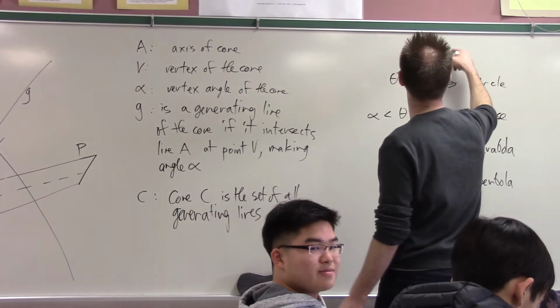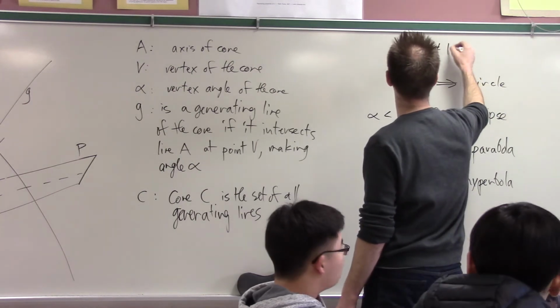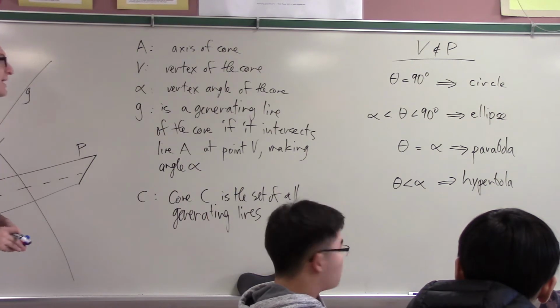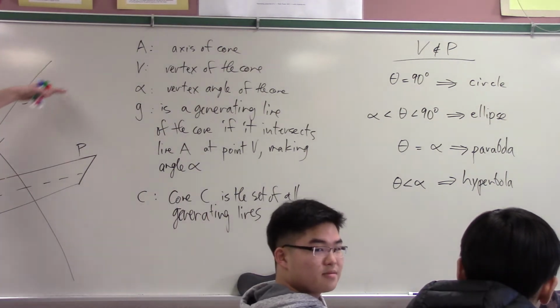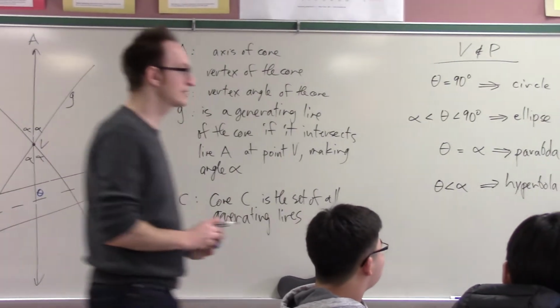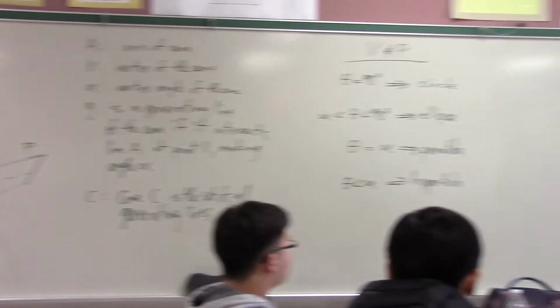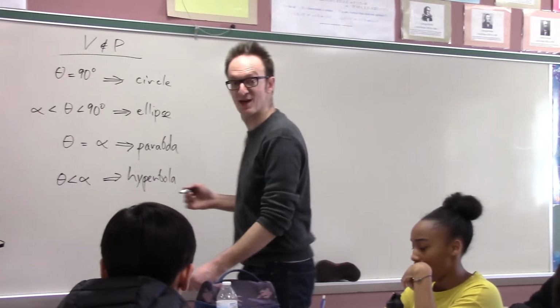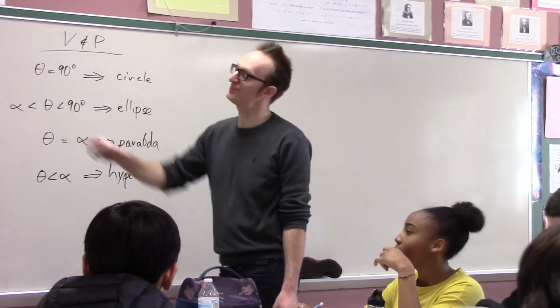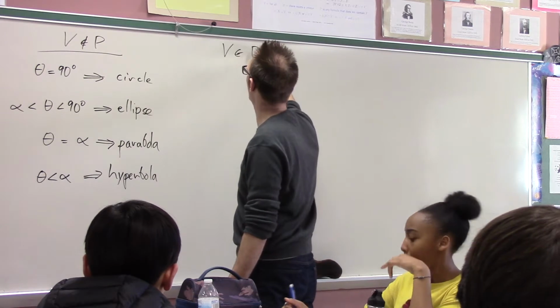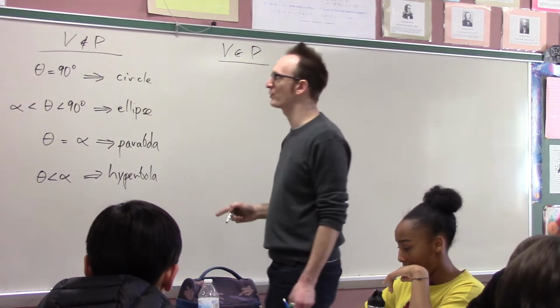This all assumes that V is not on the plane. In other words, that the plane was not going through the vertex. So these are the normal conics. Then we also have the degenerate conics, and the degenerate conics happen when the plane passes through the vertex, so that the vertex is on the plane. So now let's go through each of these again.